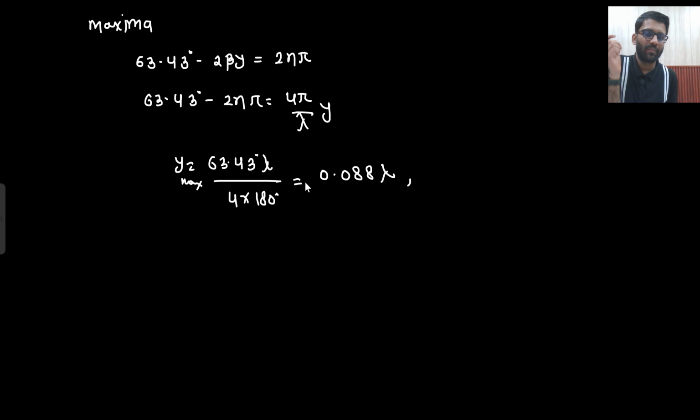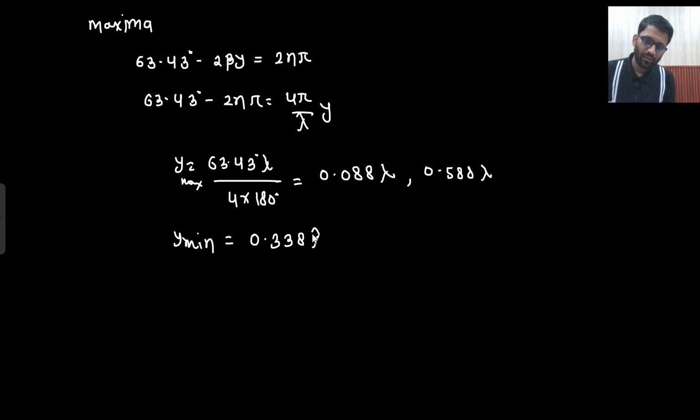Later on, 0.5 lambda will be added, so it will become 0.588, more maxima locations you can tell. And what about the minima? Certainly you can see that if I subtract 0.25 lambda, that will be negative, so that is not accepted. So I need to add 0.25 lambda: 0.088 plus 0.25 would be 0.338 lambda. That will be the first minima, then more minima would come.